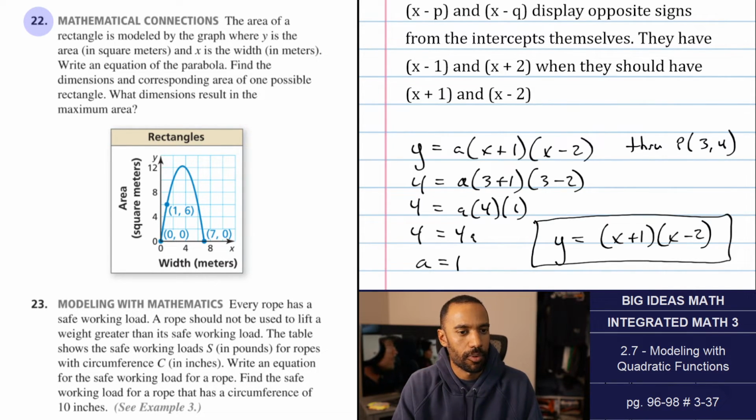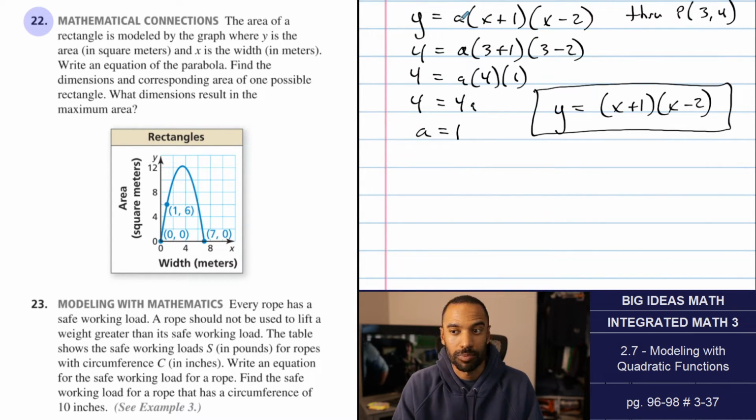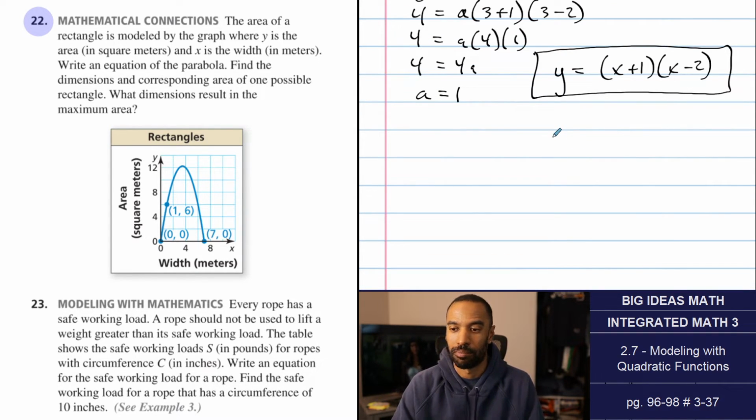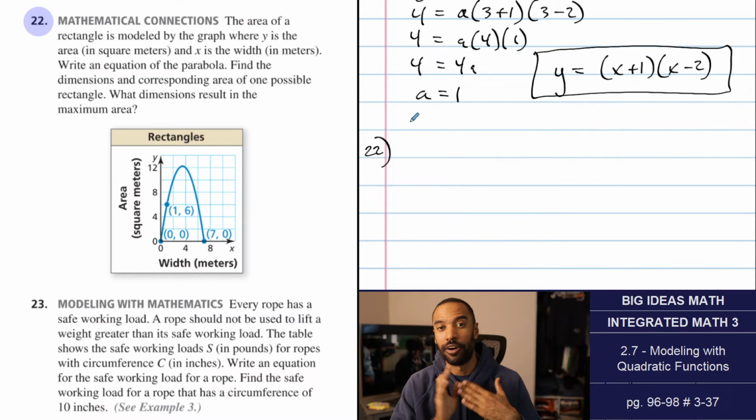Write an equation of the parabola. Find the dimensions and corresponding area of one possible rectangle. What dimensions result in the maximum area? Well, what we talked about is the squarer the rectangle, like if it's a square, the maximum area. I don't know if that's what they're referring to here. But they do have a graph. We have to write an equation for the graph. In writing the equation for the graph, we'll then have to find the vertex for it to maximize width, yada yada.